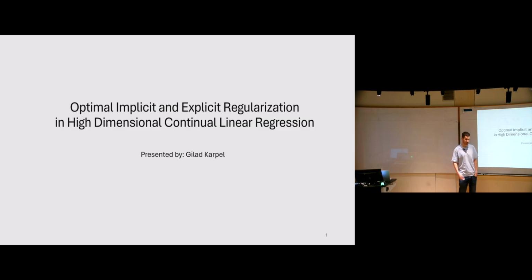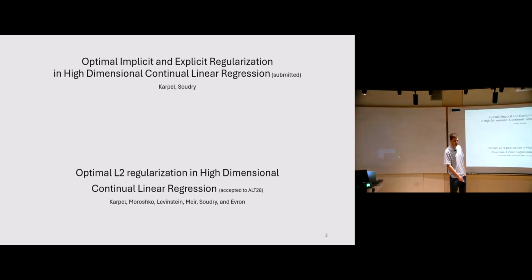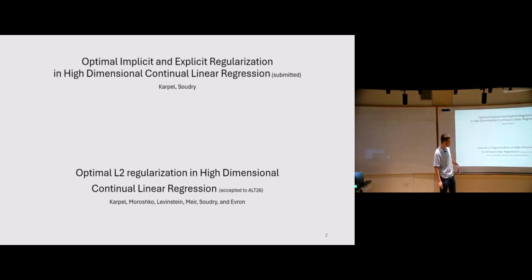So I will start talking about our research, namely optimal implicit regularization in i-dimensional continual linear regression, which will be presented by me. We'll mainly speak about two papers. The first one is the optimal regularization in i-dimensional continual linear regression, which was accepted and presented at the previous ALT conference. And the second one, optimal implicit regularization in i-dimensional continual linear regression, which was recently submitted.